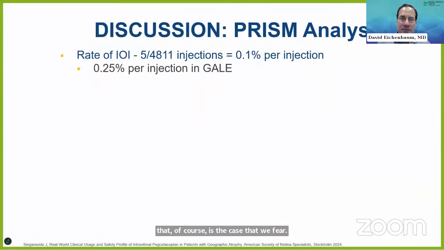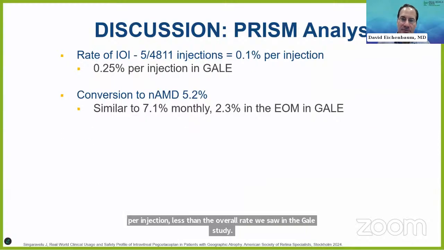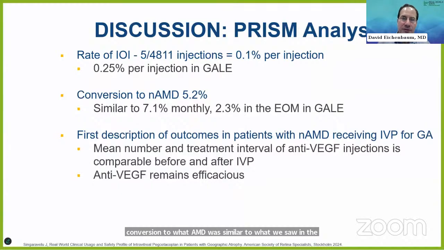In summary, this analysis showed a rate of IOI of 0.1% per injection, less than the overall rate we saw in the Gale study. Conversion to wet AMD was similar to what we saw in the Gale study at about 5%. This is the first description of outcomes in patients with neovascular macular degeneration receiving pegcetacoplan for GA, and the mean number and treatment of anti-VEGF injections remained stable before and after pegcetacoplan.